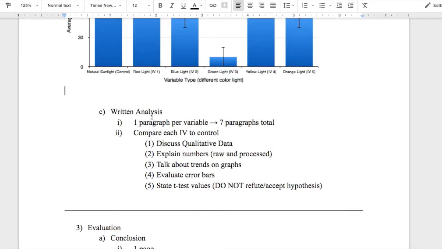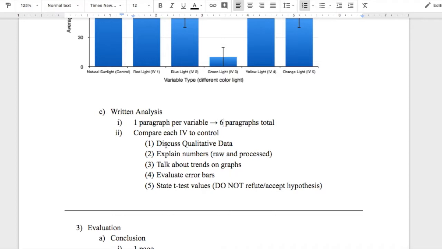Then comes the written analysis. In here, you must write one paragraph per variable. So you're going to have 6 paragraphs total, 5 independent variables and 1 control. In each paragraph, you will compare your IV to your control.